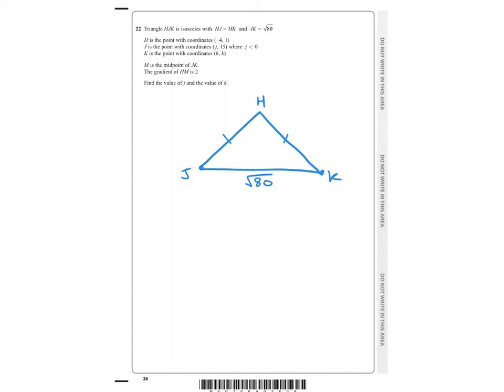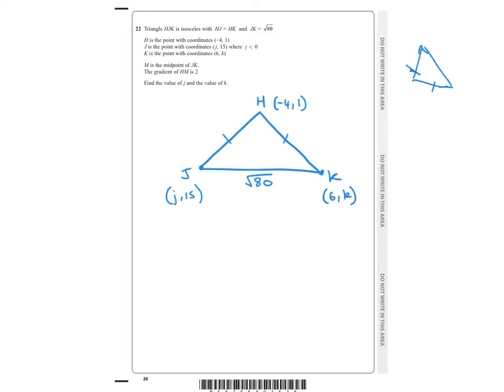H is the point with the coordinates minus 4, 1. J is the point with the coordinate j, 15. Okay. And K is the point with the coordinate 6, k. Okay, realistically, even though I've drawn this picture, it's going to be the other way around. I think it's going to look somewhat like this if we were to draw it with these two sides being equal. It doesn't really matter for now, as long as you're drawing a picture so you can visualize it a little bit.